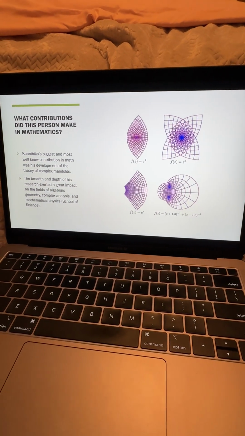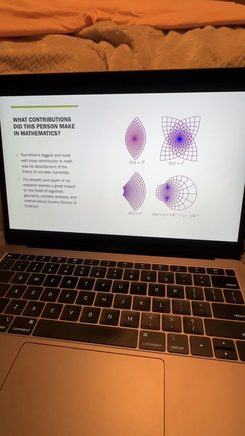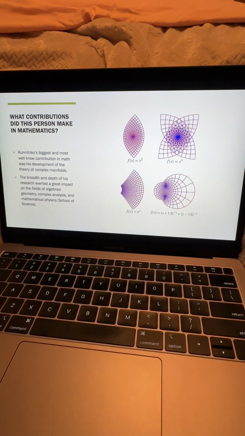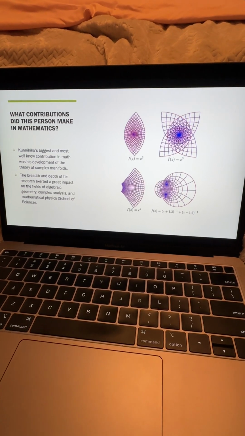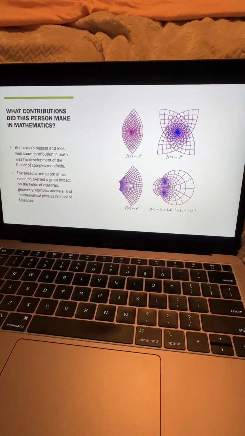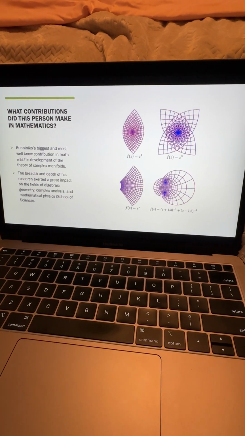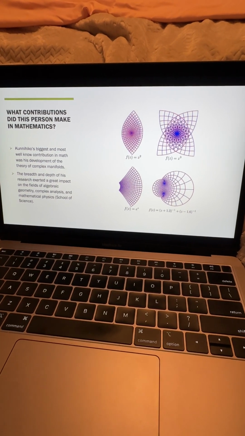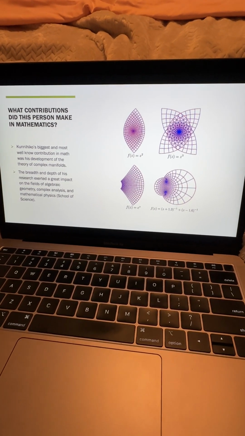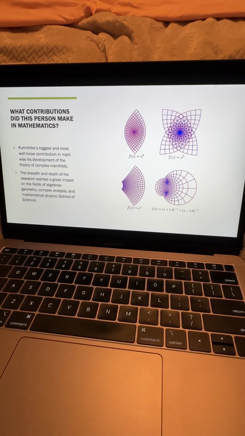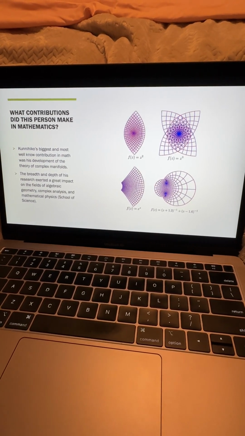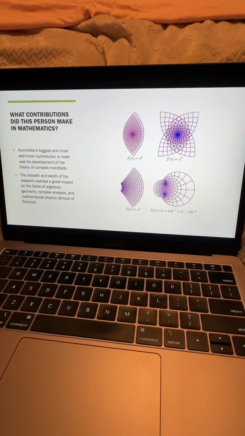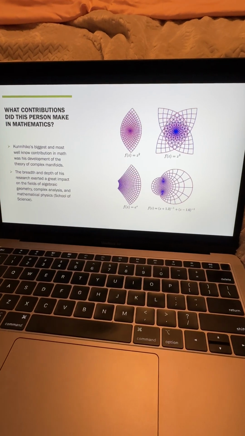The next question is, what contributions did this person make in mathematics? There is a picture of the theory of complex manifolds. Kunihiko's biggest and most well-known contribution in math was his development of the theory of complex manifolds, like I just mentioned on the previous slide, and that is a picture of what the manifolds look like. The breadth and depth of his research exerted a great impact on the fields of algebraic geometry, complex analysis, and mathematical physics. I got that source from School of Science.